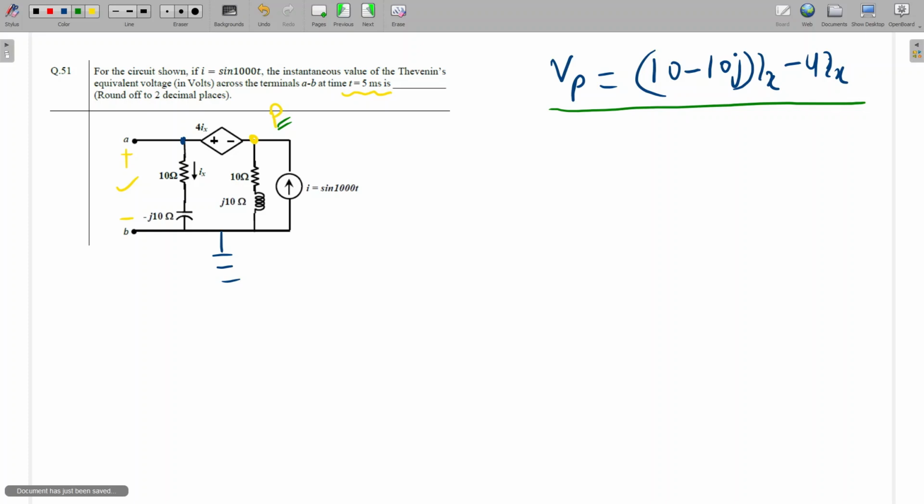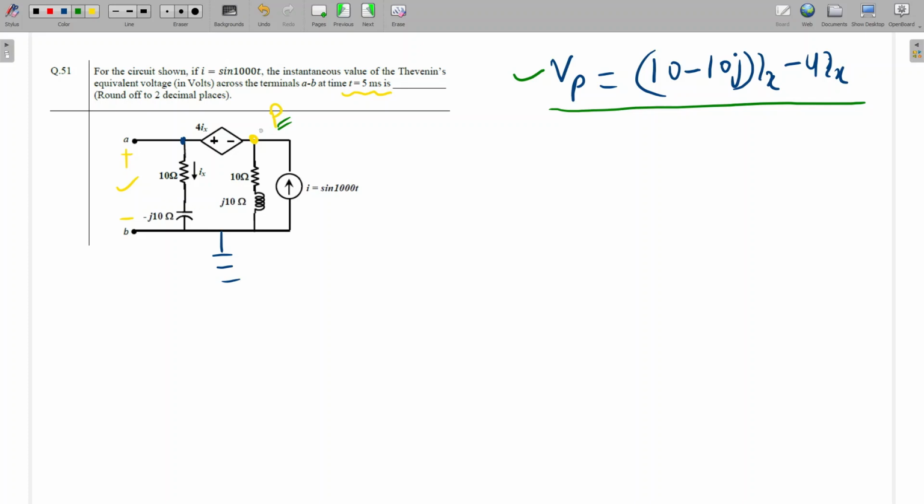Is it clear to all? This voltage I have written as Vp. Is it clear? This equation is clear to all? Can anyone reply? Hello? Yes, sir. Yes, sir.